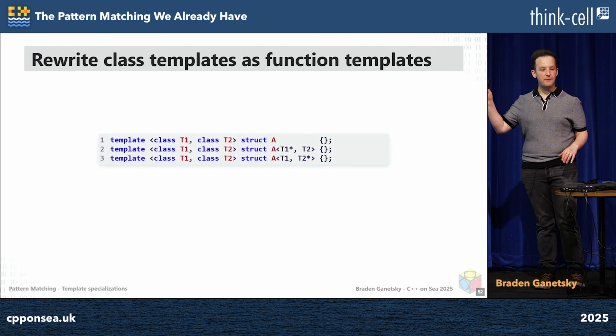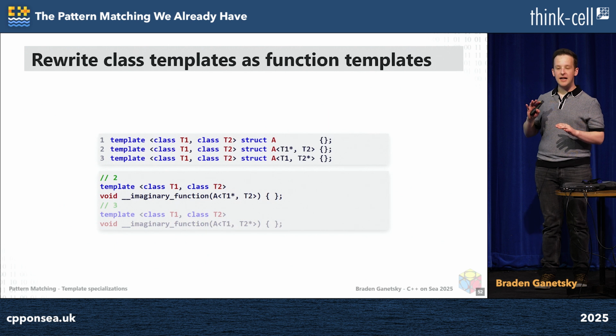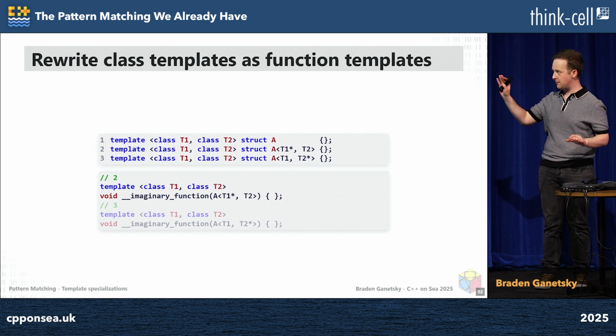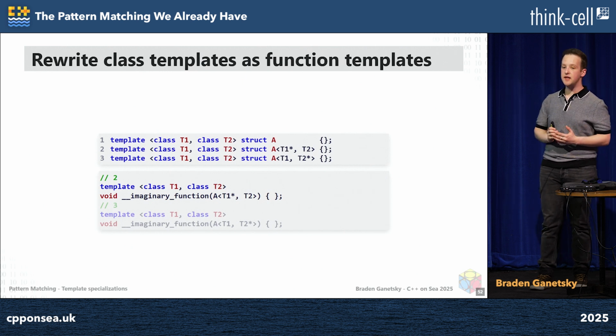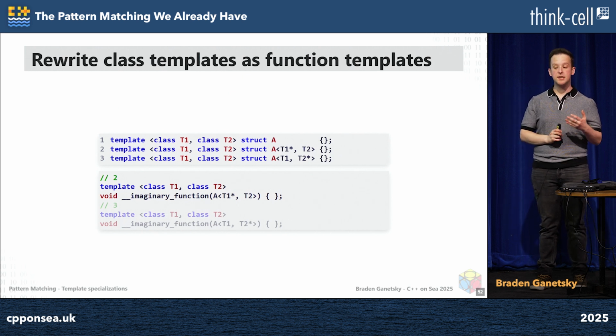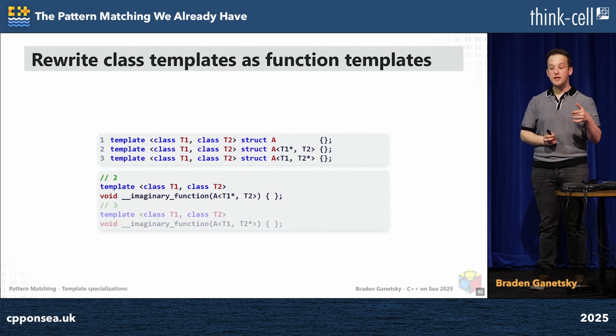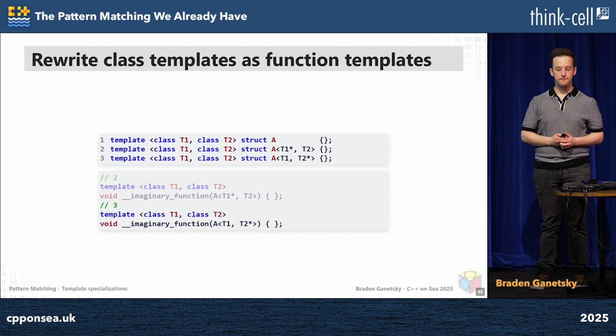So again, we have the primary and the 2 partials. We rewrite them like this. This is my imaginary function. This is some syntax I'm making up. It's a double underscore. You cannot actually write this in your own code. Please don't try. This is for demonstration purposes. So we have the template head of this number 2 imaginary function right here, corresponding to the template head of the partial specialization on line 2. And then this imaginary function takes in that A with T1 star, comma T2. And then we do a similar thing for number 3.